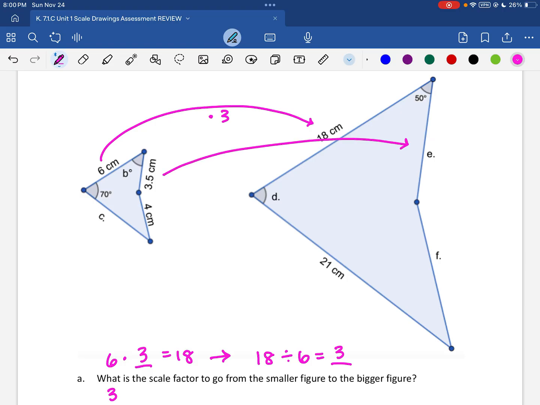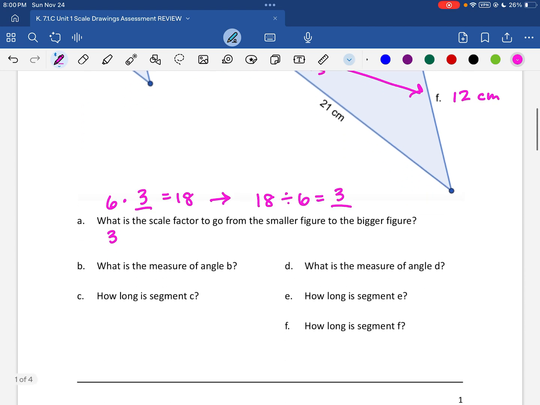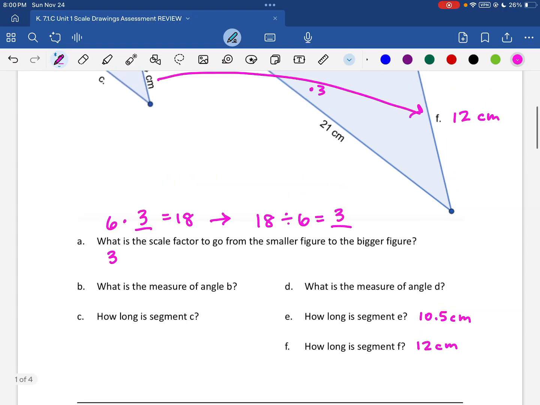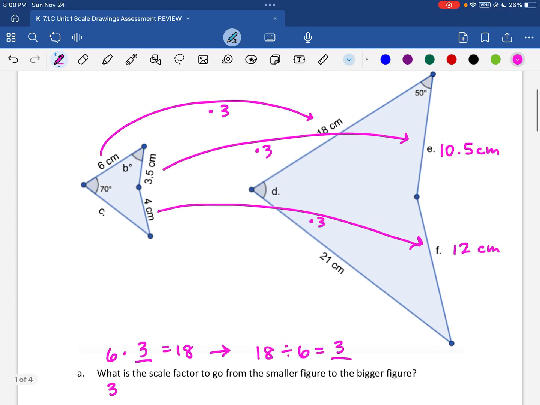3.5 multiplied by 3 is equal to the length for E, and that is going to be 10.5 centimeters. 4 centimeters will also be multiplied by 3, and 4 times 3 is equal to 12, so the length of F is going to be 12 centimeters. So I already, going out of order here, but I know that E is 10.5 centimeters, and F is 12 centimeters. I can also use this information to work backwards.